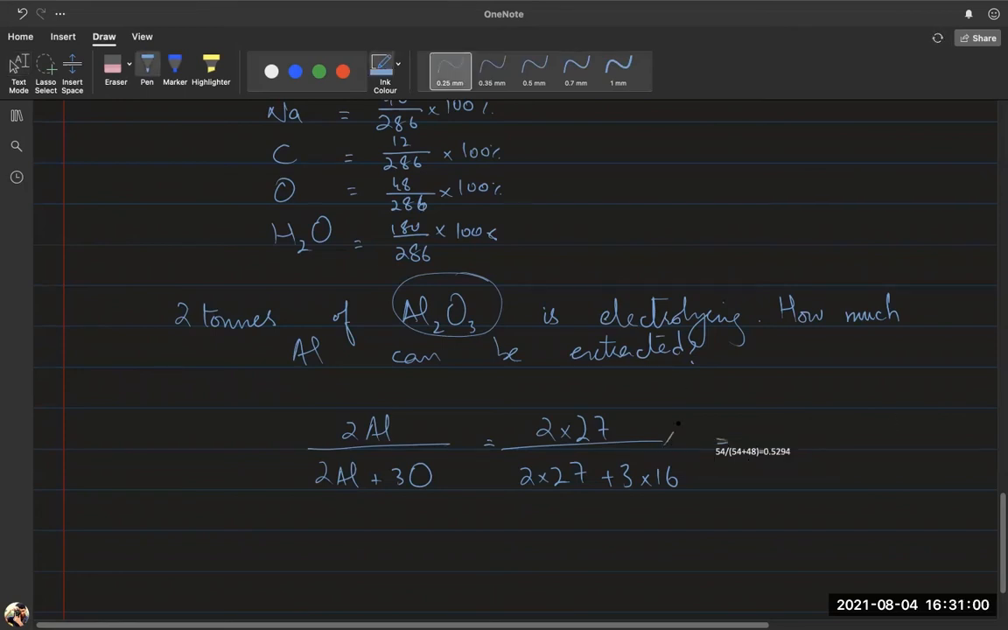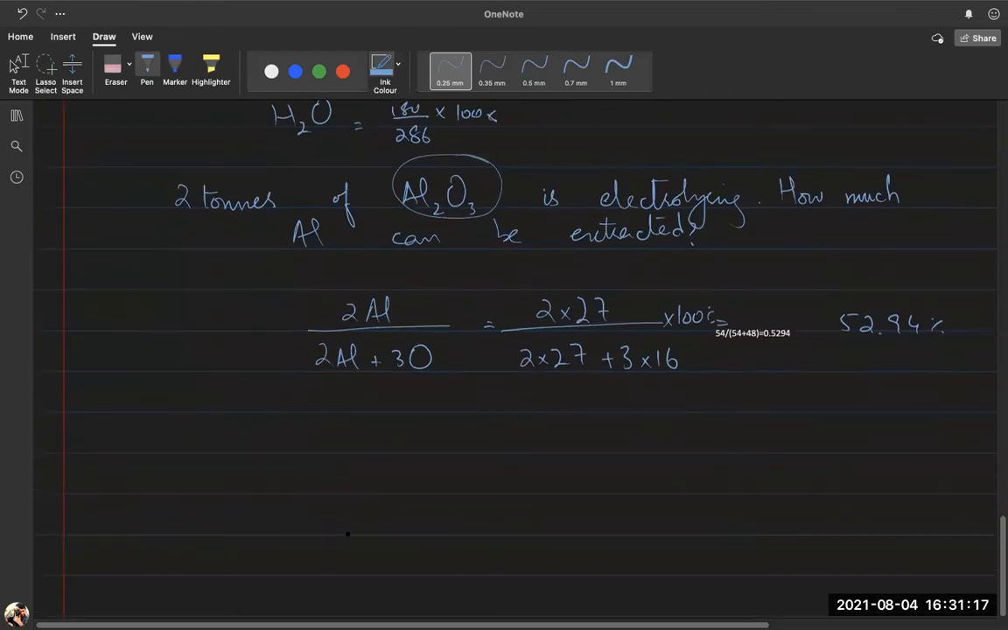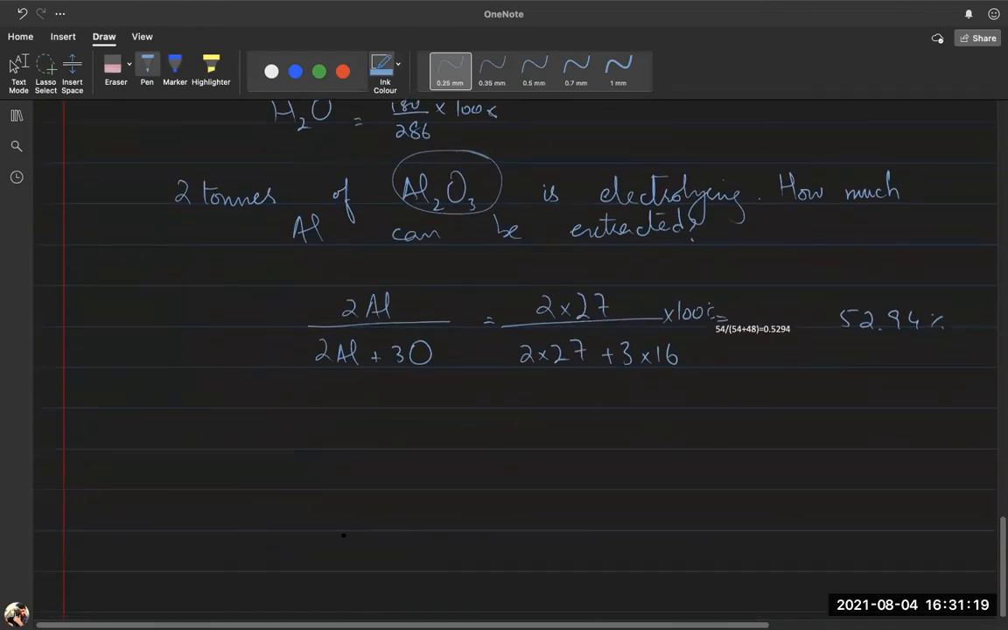I multiply it by 100%, and that'll give me 52.94%. You'll notice that I did not round it off, because I haven't found my final answer. I will round it off when I get my final answer. I will not round it off during the process, okay? So that means 52.94% of this compound is aluminium.